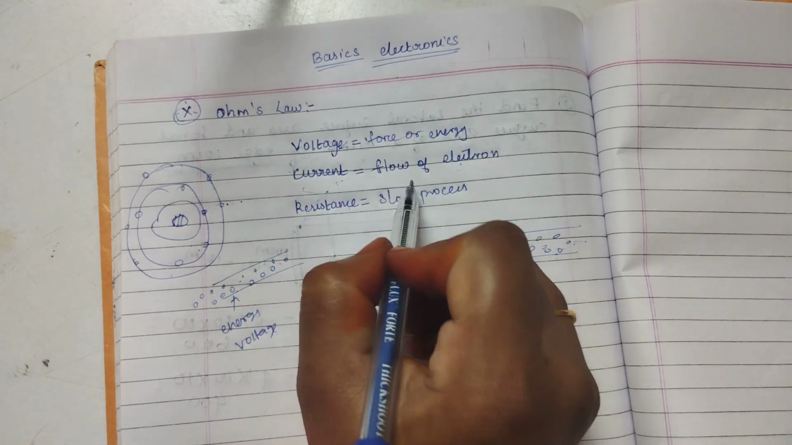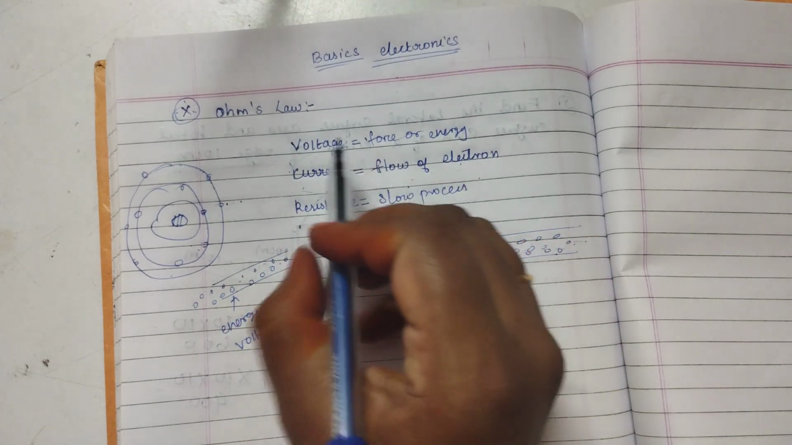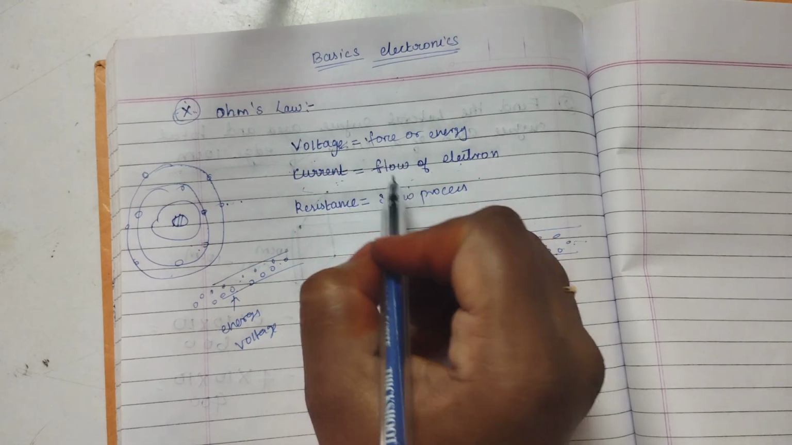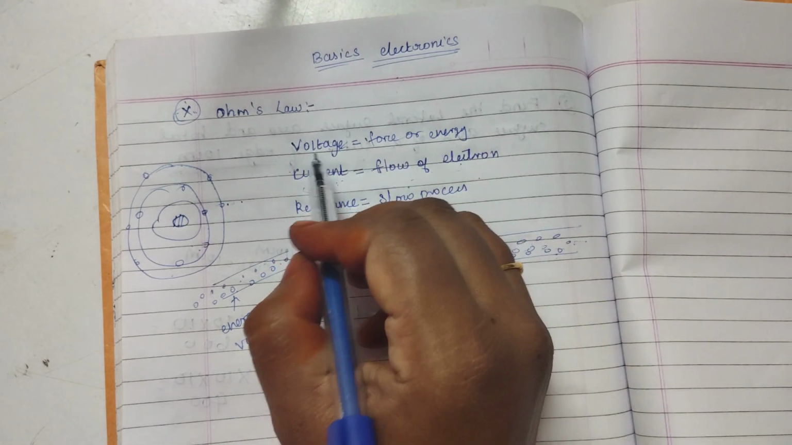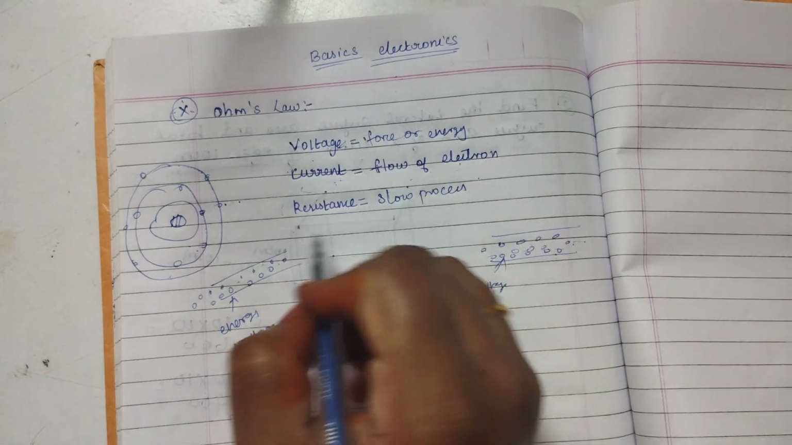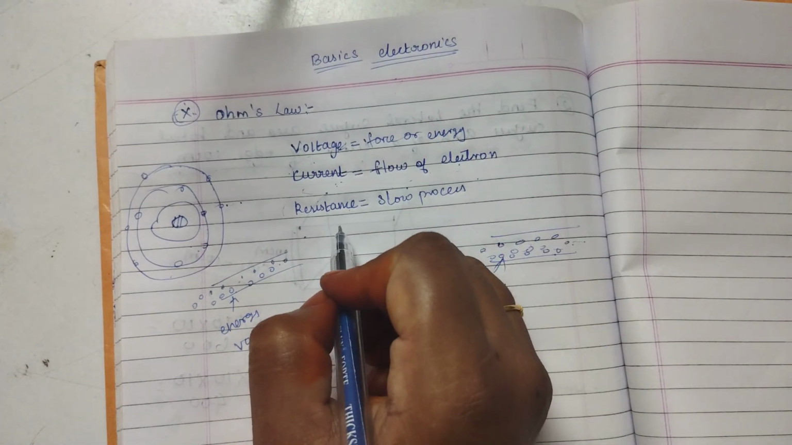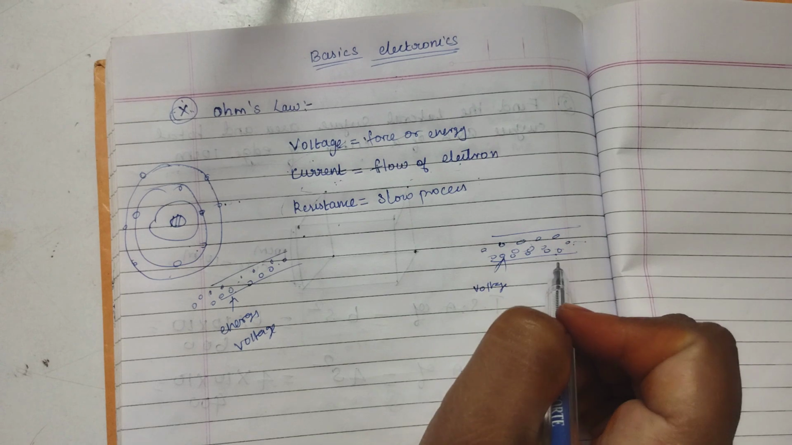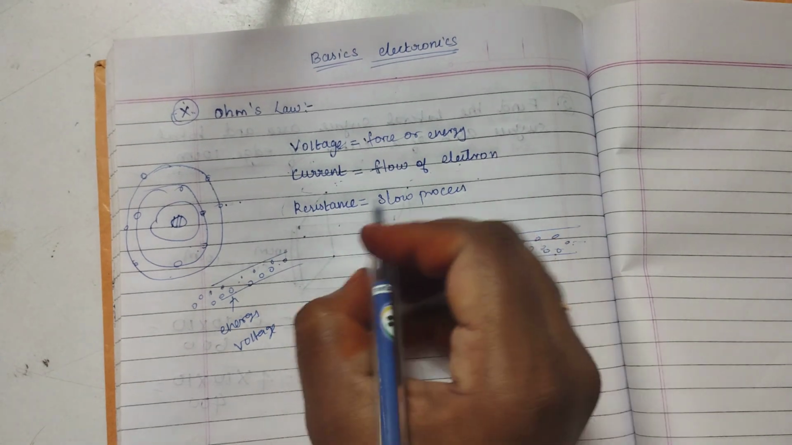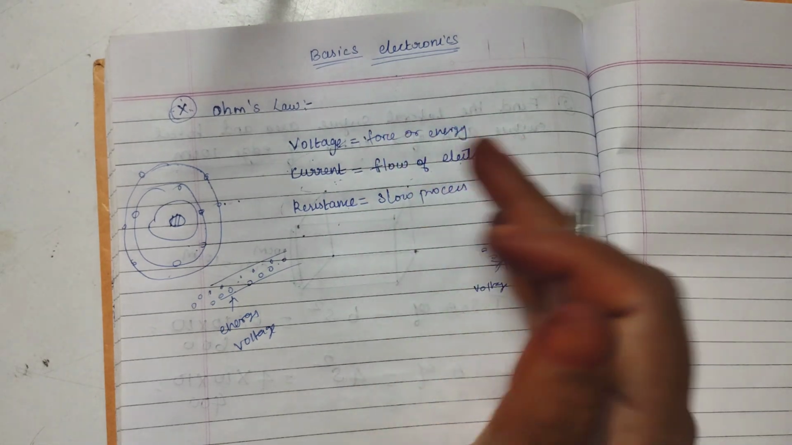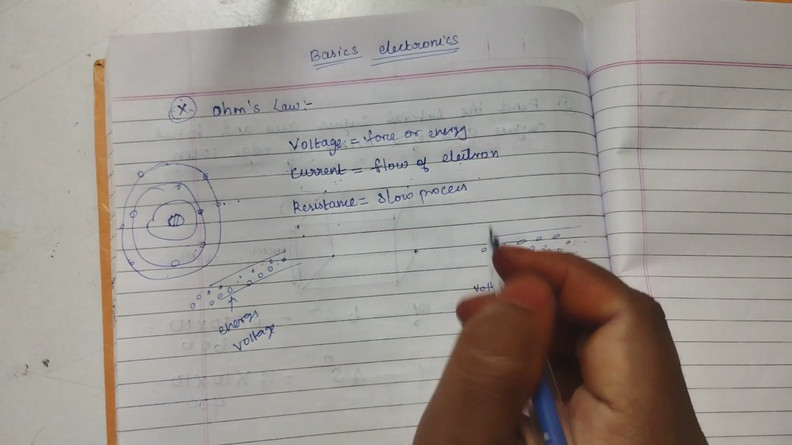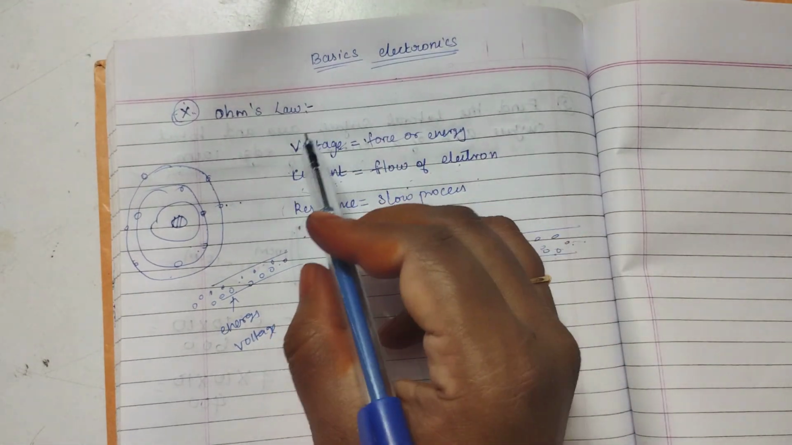First of all, current is nothing but the flow of electrons. And what is voltage? To move the electrons faster we need to give some energy, and that is called voltage. And what is resistance? If we need to slow down the electrons, we go for resistance. Resistance actually means to resist the current. According to the circuit, it will slow down the current. These are the three things.